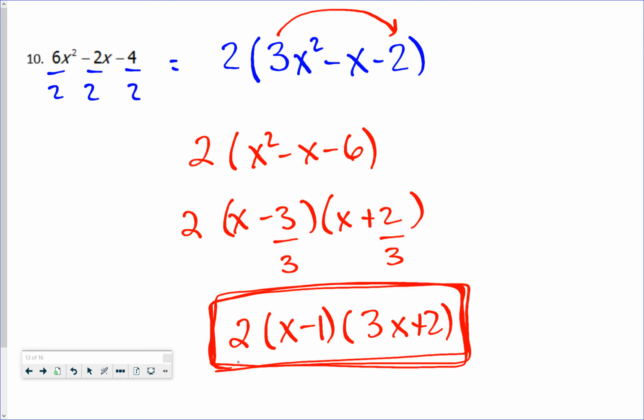All right? Do you want to try 11 and 12? Yes. Okay, you try 11 and 12.